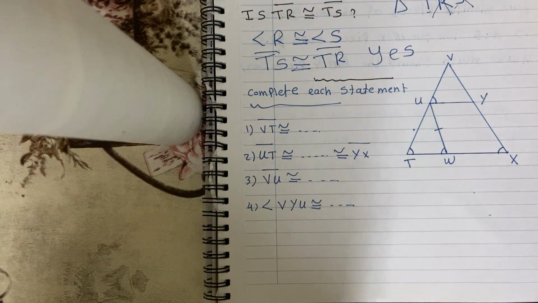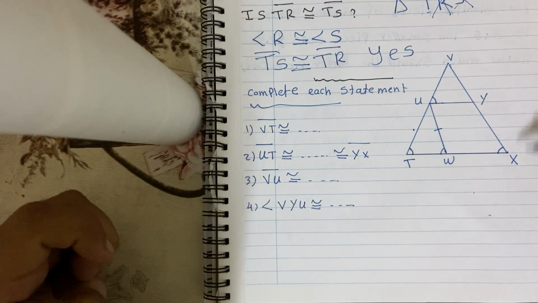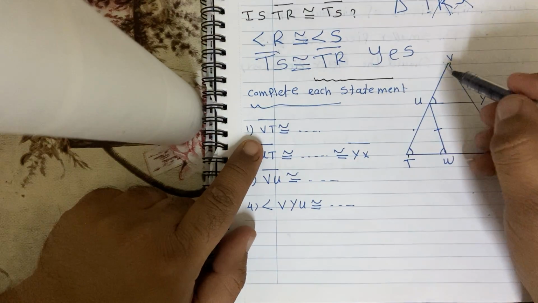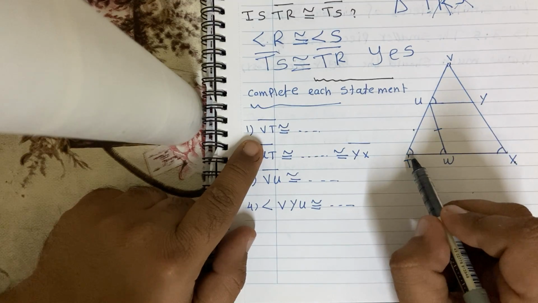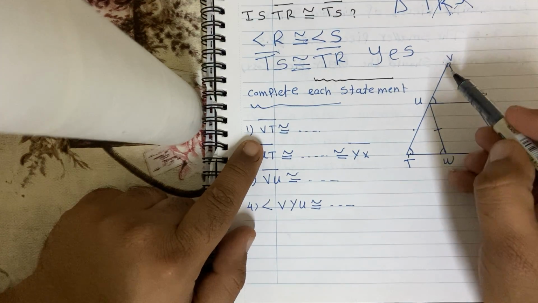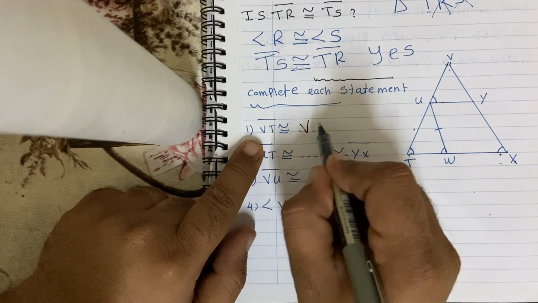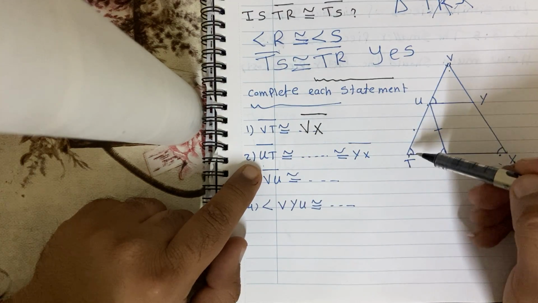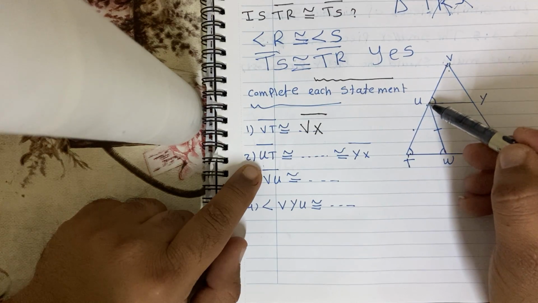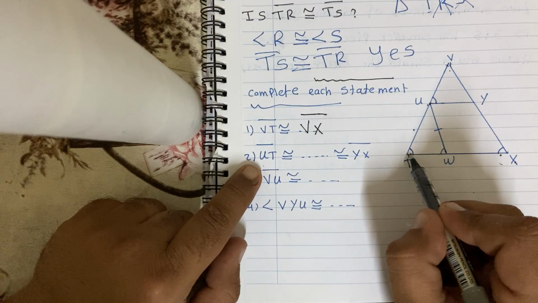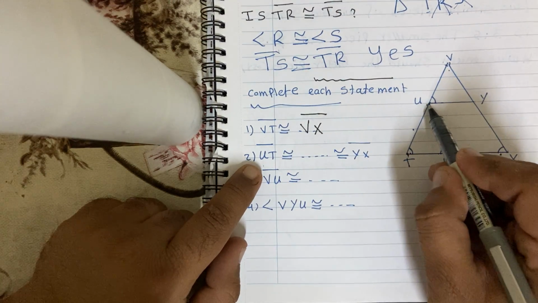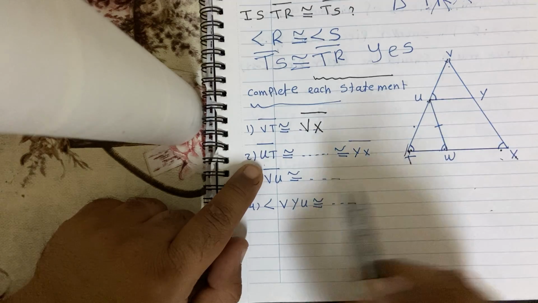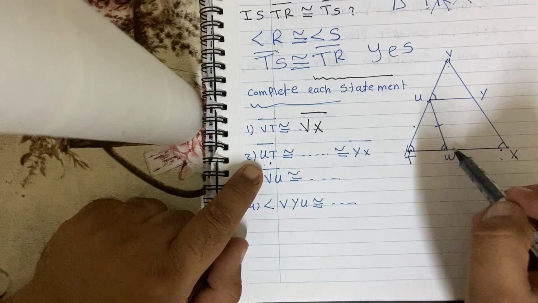The next exercise: complete each statement. We have a shape like that. VT is congruent to what? Congruent to VX. Why? Because angle T is congruent to angle X. So VT is congruent to VX. UT is congruent to what? UT will be congruent to UW. Why? Because angle T is congruent to angle UWT. This angle is congruent to this angle, so this side will be congruent to this side. So UT is congruent to UW.